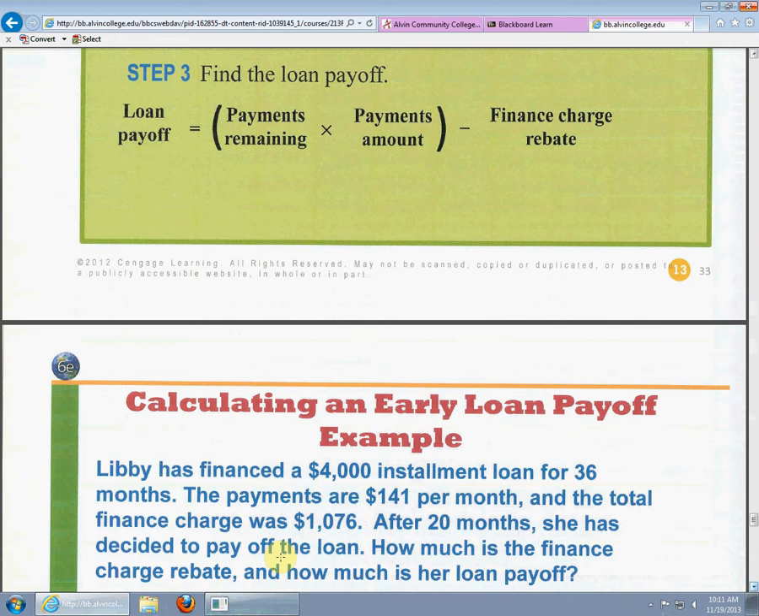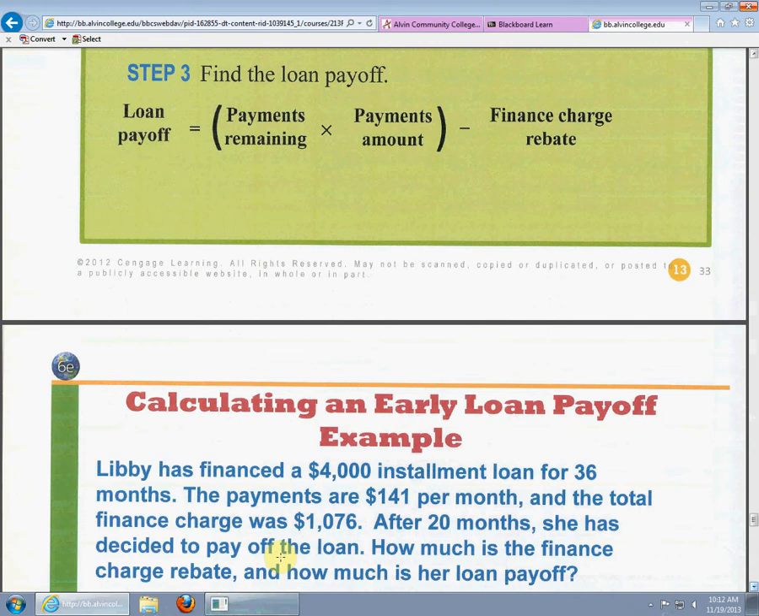Libby has financed a $4,000 installment loan for 36 months. The payments are $141 per month. The total finance charge is $1,076. After 20 months, so it was 36, and after 20, she wants to pay it off early. So that means there's 16 months remaining, correct? Total was 36, she's paid 20, so 16 remaining. She has decided to pay off the loan. How much is the finance charge rebate, and how much is her loan payoff?